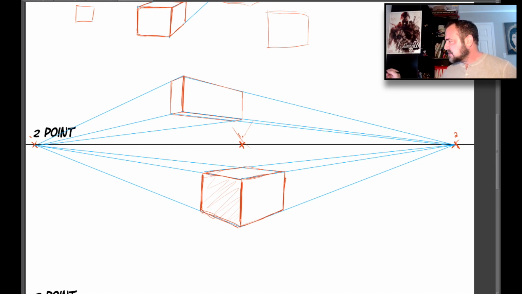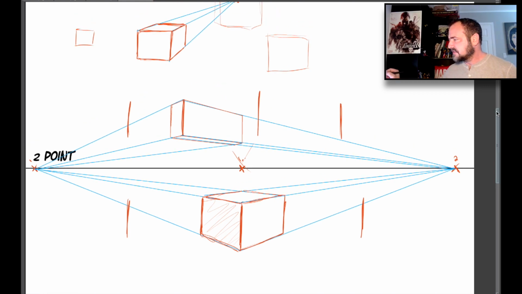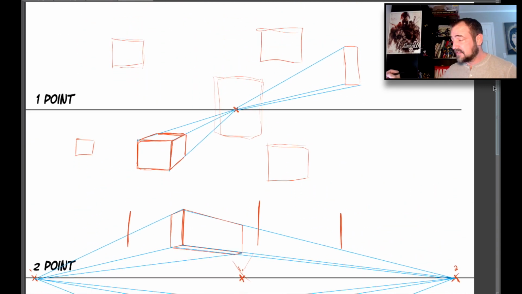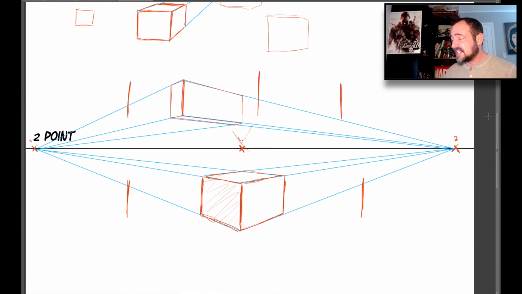So what I want you to do is go through this 2-point sheet and draw a fair bit of shapes, just like you did for 1 point up above, right? You drew a whole bunch of boxes and stuff like that. For 2 point, you're going to do the exact same thing. I want you drawing a whole bunch of boxes. Get it and get it down.